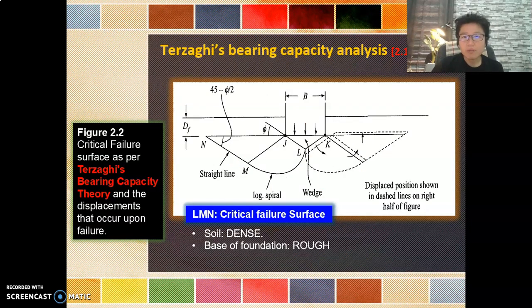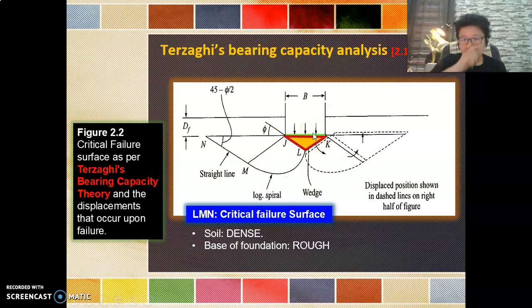Now, first and foremost, in order to understand the bearing capacity model that Terzaghi has come up with for us, number one, the soil that we are looking at here is a dense soil, meaning that it's a dense sand. You cannot have a dense clay, you can have a dense sand. So this soil is actually a sand. Number two, the base of the footing that you're seeing here must be rough. Okay, rough. Why? You want the friction there.